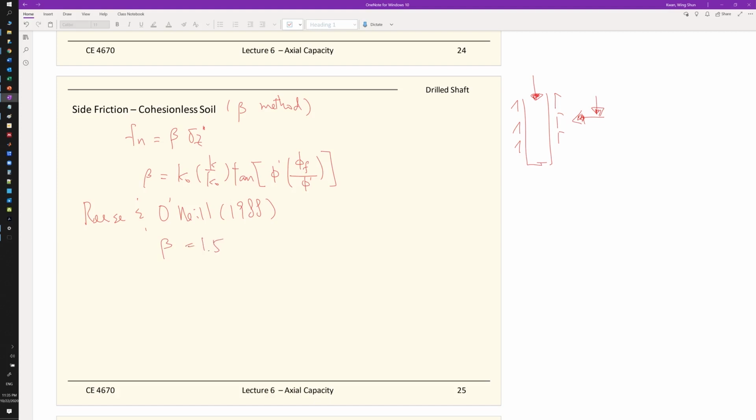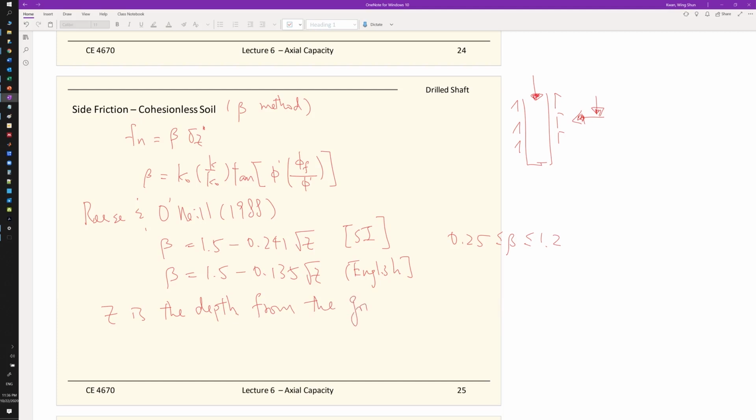So beta will be equal to 1.5 minus 0.245 times the square root of the depth, and this is the SI unit equation, and for British units it is 0.135. So this is the English unit. And beta is capped between 0.25 and 1.2. So those are the beta values. And Z here is the depth from the ground surface.